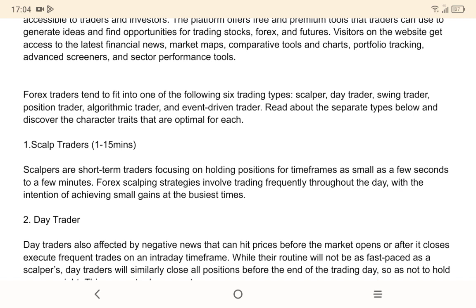Moving forward, forex traders tend to fit into one of the following 6 trading types. Now, when we talk about trading types, we're talking about what type of trader I want to become as a beginner. We have the scalpers, the day traders, the swing traders, the position traders, the algorithmic traders, and the event-driven traders.